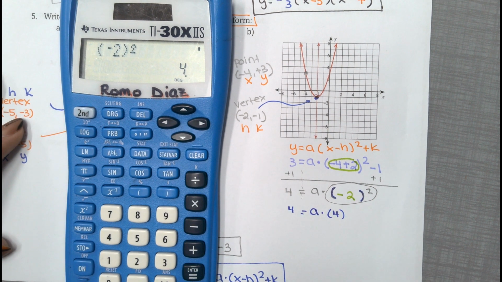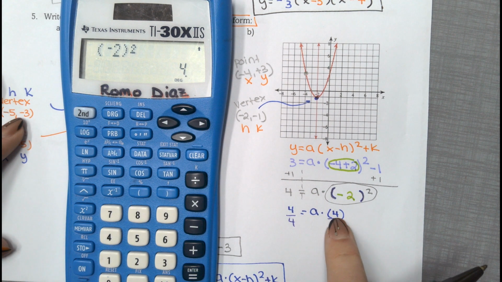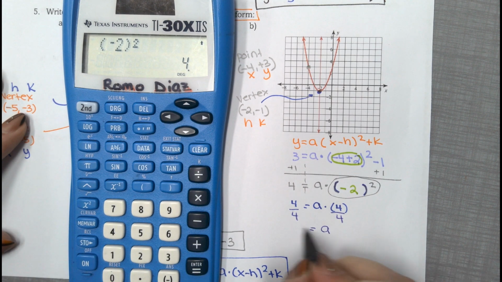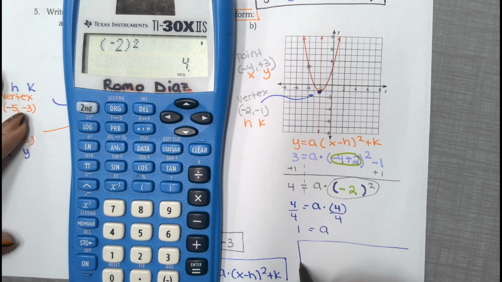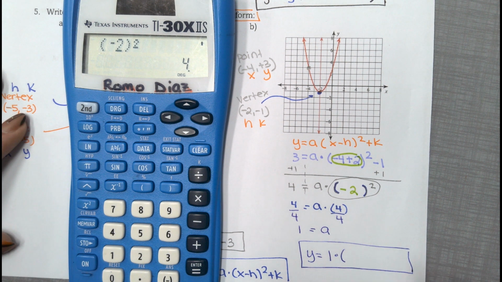And so now we're going to divide by that number. So we are dividing by this 4. So A is equal to 1. So we are ready to write out our answer. Y equals A. If you want to not put 1 here, that's okay. Or if you choose to write 1, that's okay as well. I will accept both answers.